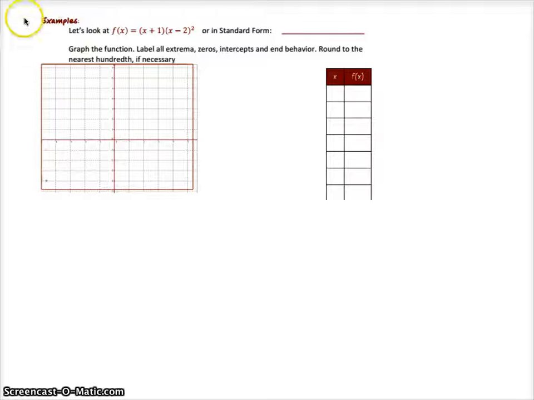Hello, this is an example problem for graphing polynomial functions. For the example, it says let's look at f of x equals (x plus 1) times (x minus 2) squared. Well, let's put that in standard form. So we'd FOIL this and multiply it out, and we'd get x cubed minus 3x squared plus 4.